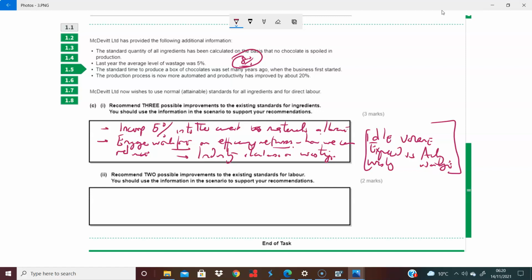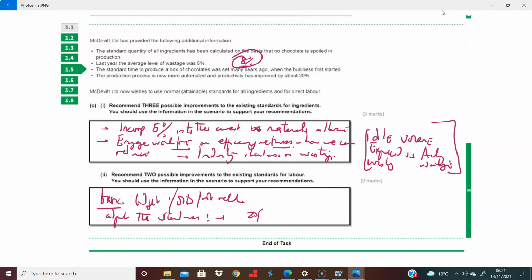Labor. So we're automating, and it tells us that the standard time to produce was set many years ago. So that's a basic. If you remember, that was a basic budget, wasn't it? And so that's old. It's not relevant. So in terms of recommending, what we want to do definitely is to adjust those figures. We definitely want to adjust the standards to take into account this productivity gain.